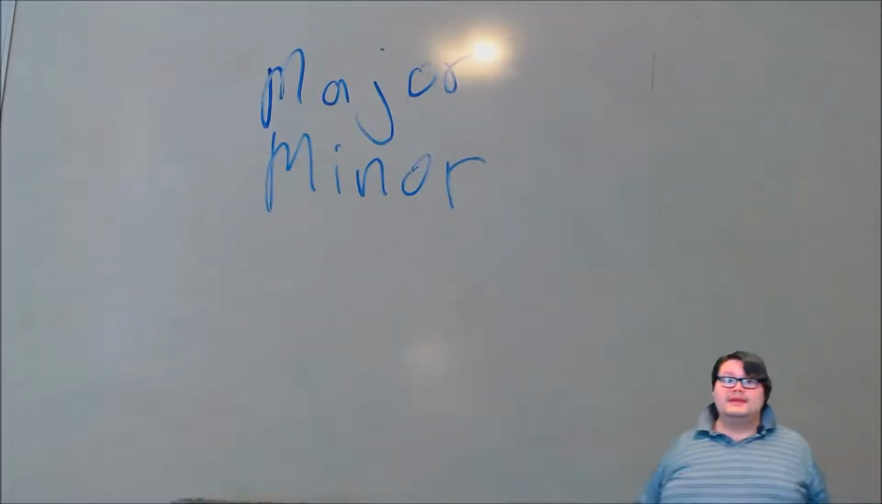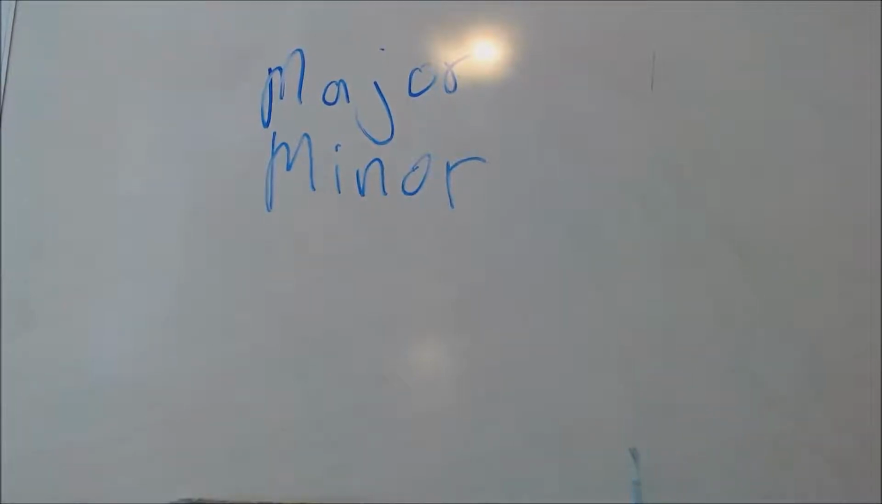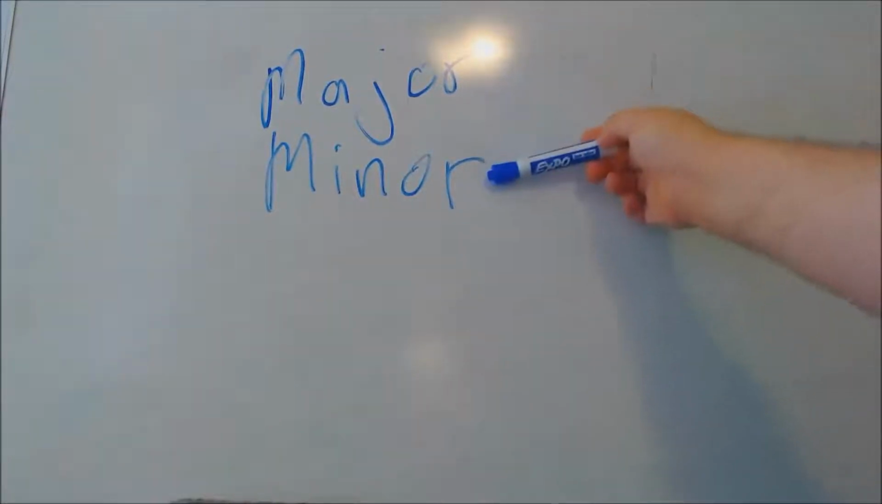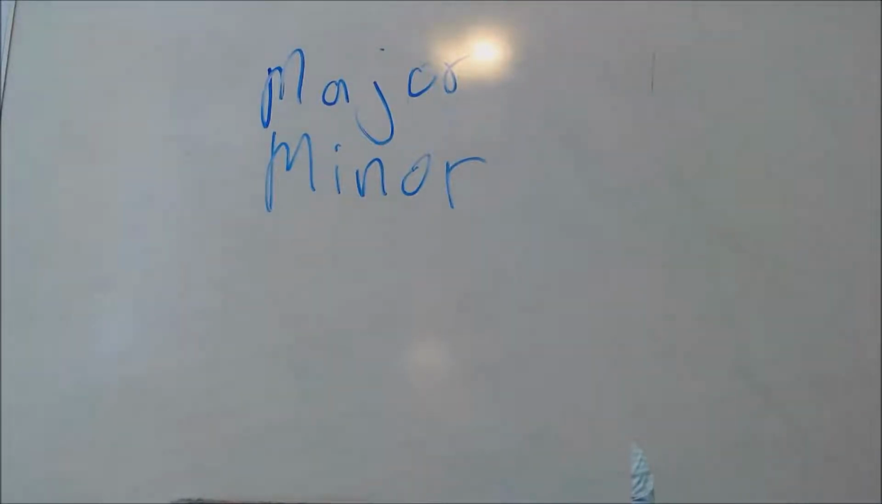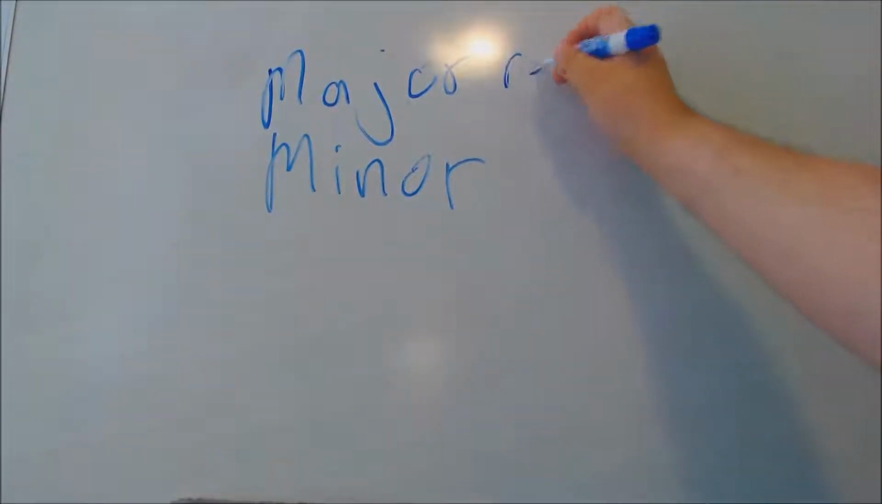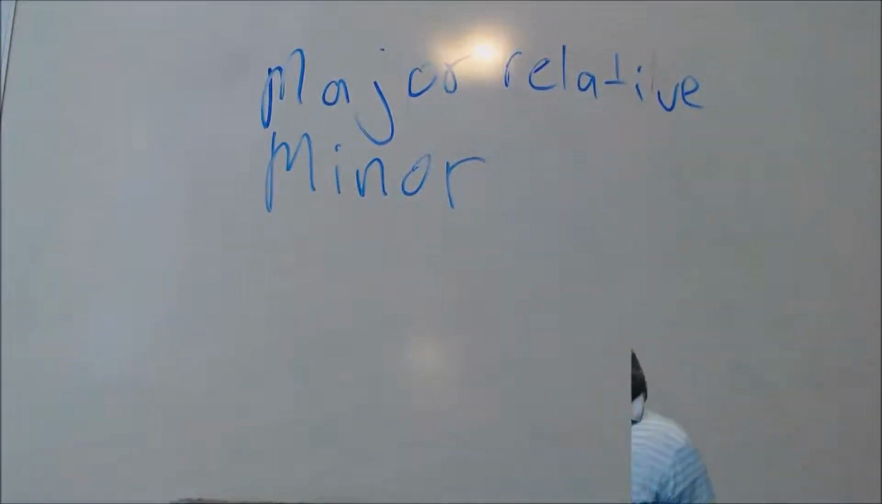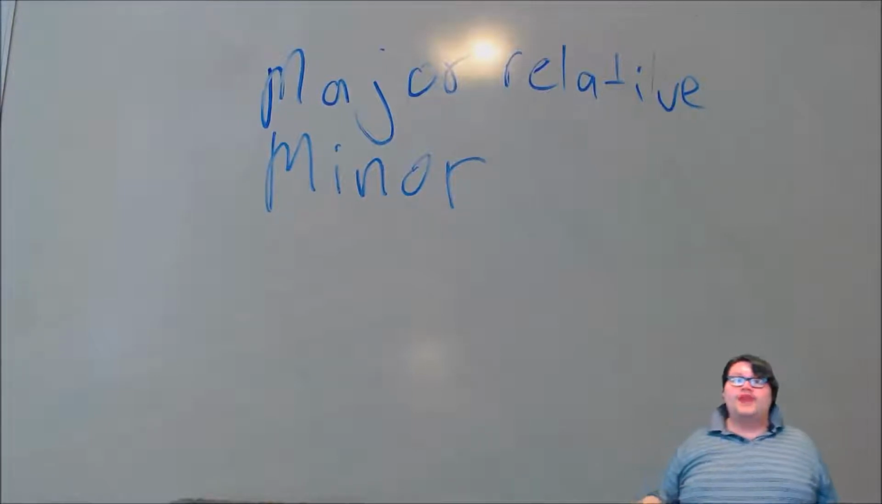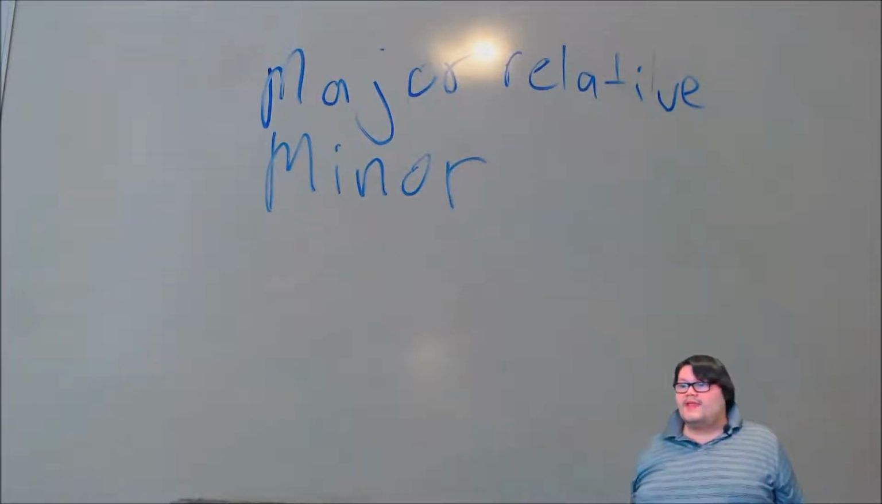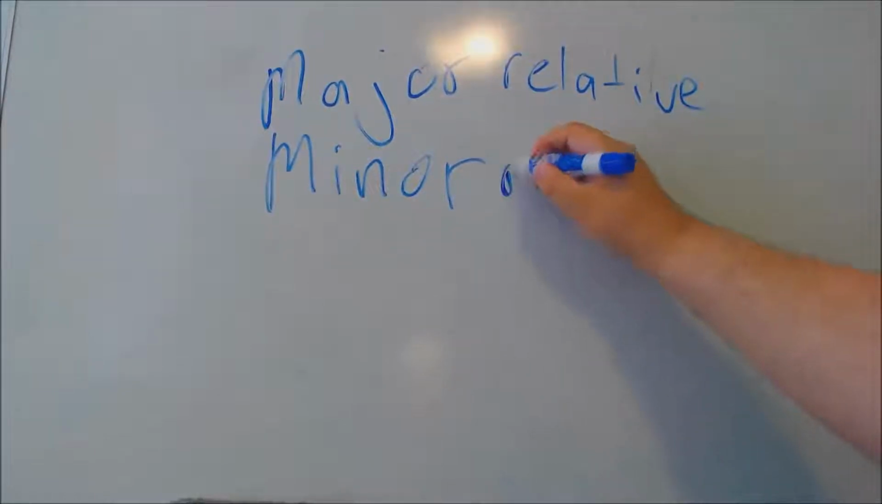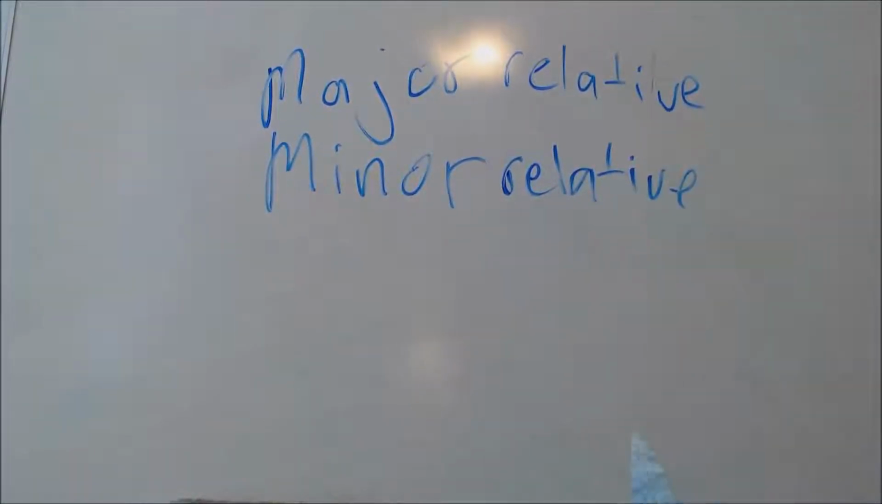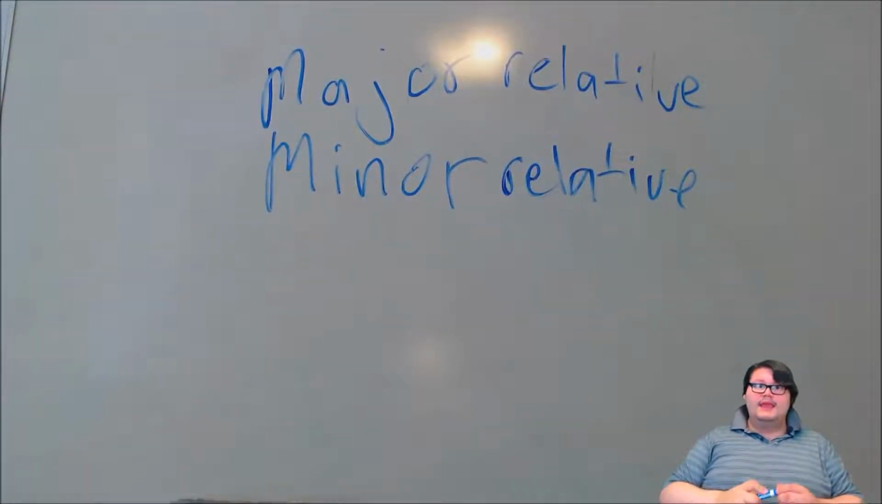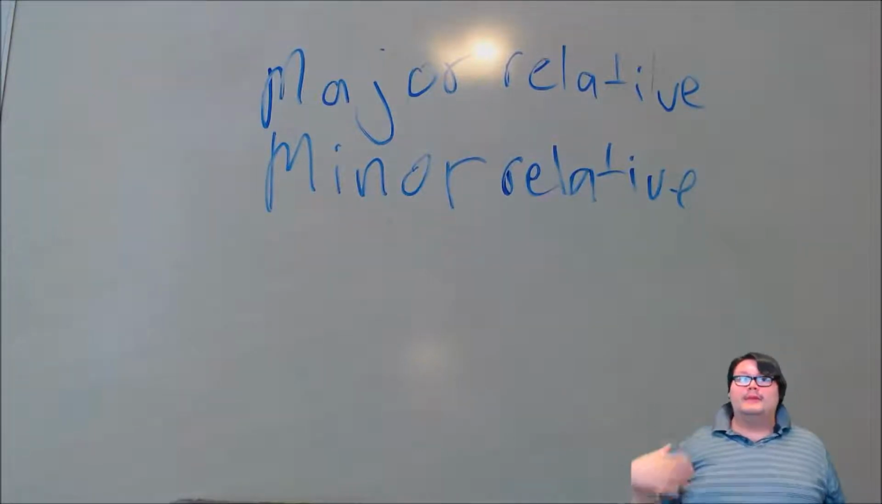Now, relative key is when we have these two scales, but they have the same notes. You'll see exactly what I mean in a moment. So what this means is that the major relative is going to be the major scale variant of the minor scale when it comes to the notes, and you'll see that in a moment. And then the minor relative is exactly the same thing, but it is the minor relative to the major scale, which has the same notes.